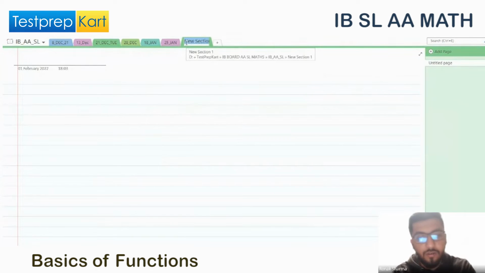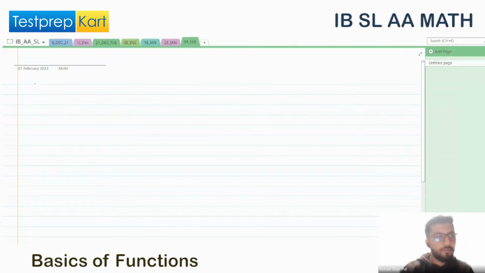And today we are going to start with the basics of functions. Basics of functions. Now, today we are actually going to see what a function is.